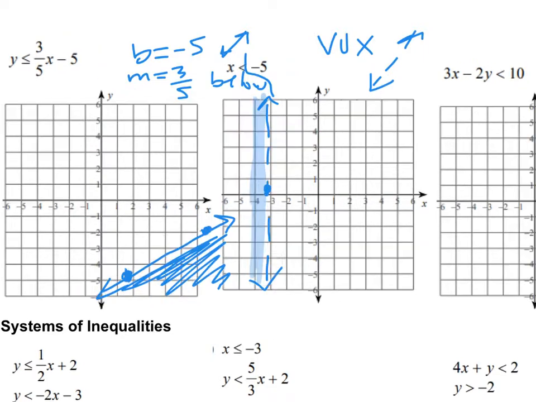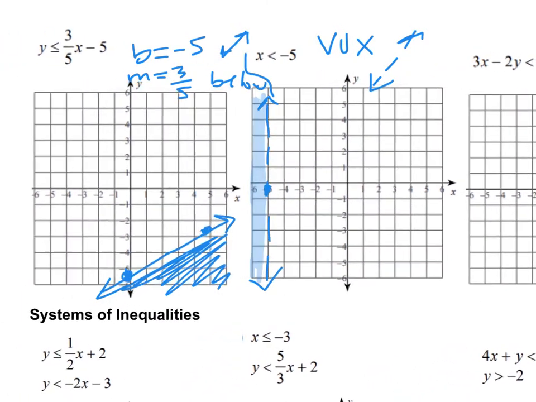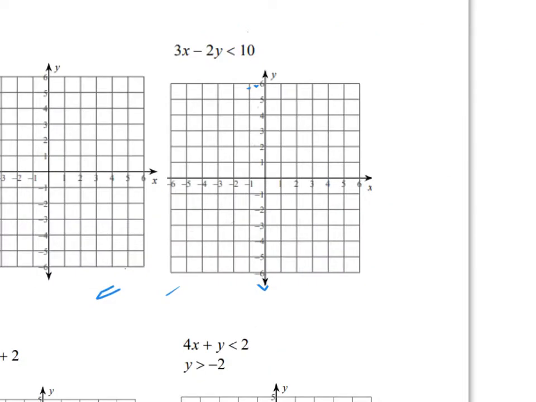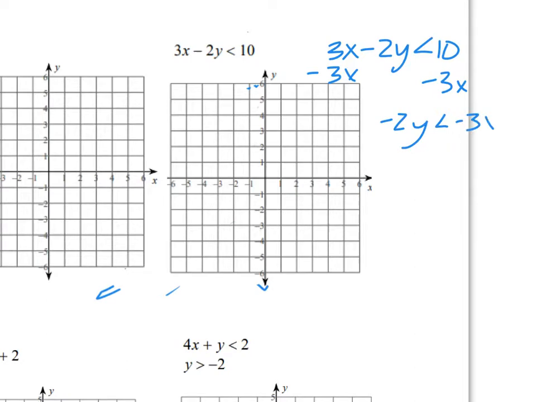This last inequality looks a little different because it hasn't been solved for y yet. So in this graph, the first thing I need to do is solve for y in the inequality. So I need to subtract the 3x from both sides. -2y is less than -3x plus 10. Then divide everything by -2. But when I'm doing an inequality and I divide by a negative, I have to reverse my inequality. So it's going to be a greater than. Then this is going to change to a positive 3 over 2x minus 5.